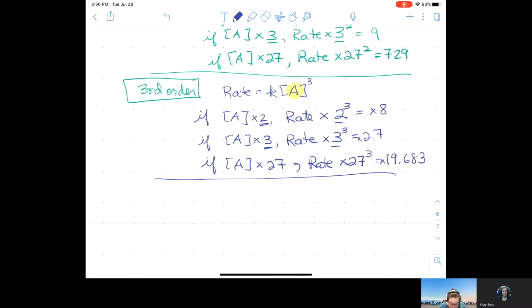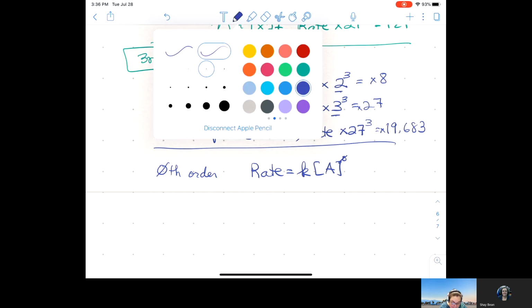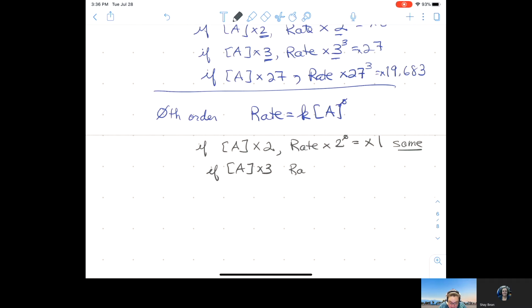And there's one last pattern. It's a very simple pattern. If I have a 0th order, a 0th order means that the concentration is raised to the 0th power. Anything raised to the 0th power is 1. And so as I change my concentration, if the concentration of A goes up by 2, the rate goes up by 2 raised to the 0th power, or the rate goes up by 1, it stays the same. If the concentration goes up by 3, the rate goes up by 3 to the 0th power, which is equal to 1, which means the rate stays the same. If the rate stays the same as I change the concentration, I'm looking at a 0th order. So those are the patterns I have to keep track of. Those are the patterns I have to be able to recognize.